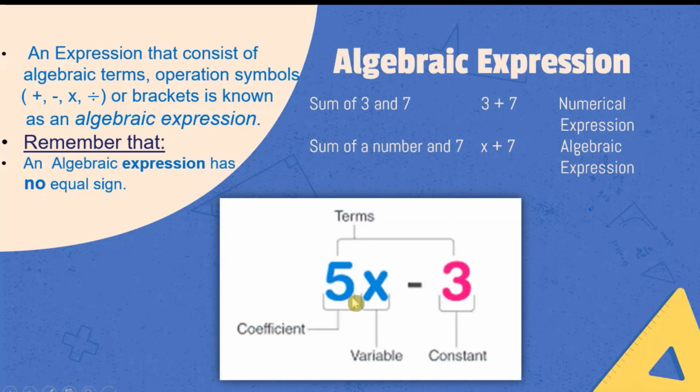Look at this example, 5x minus 3. Here you can see that this 5 along with x, this 5 is being multiplied with x and 5 is known as a coefficient. X is a variable, minus is an operation symbol, and then 3 is a constant. And we call it an algebraic term or algebraic expression.